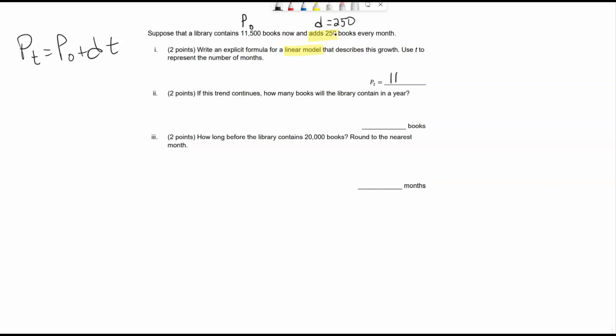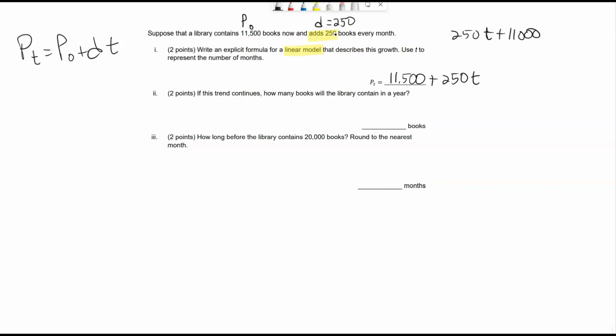It's 11,500 plus 250t. And it's okay if you have those reversed to write it 250t plus 11,500. And t's and pluses are looking a little too close. There we go. That's okay. If this trend continues, how many books will the library contain in a year?